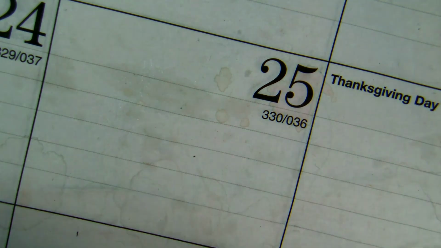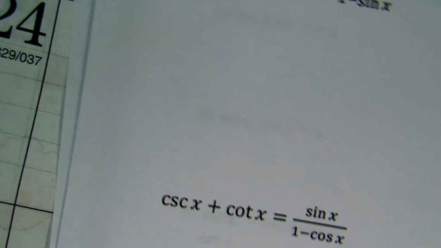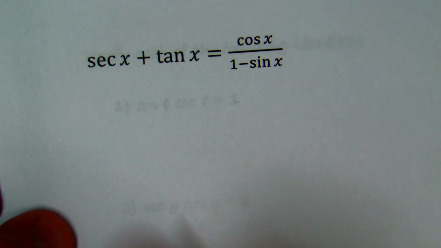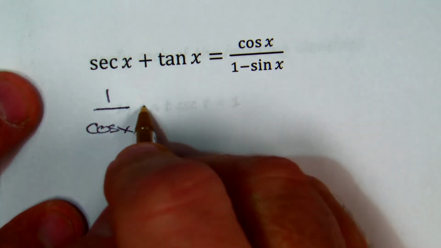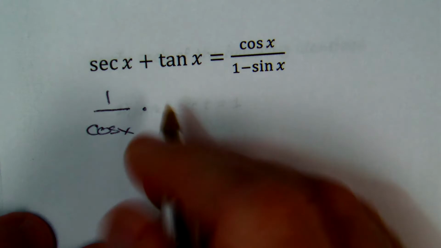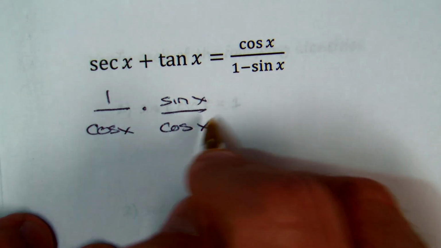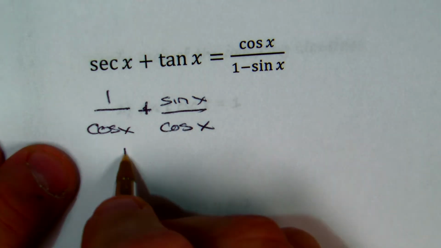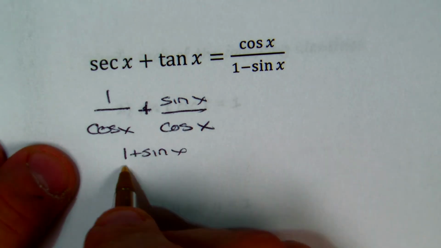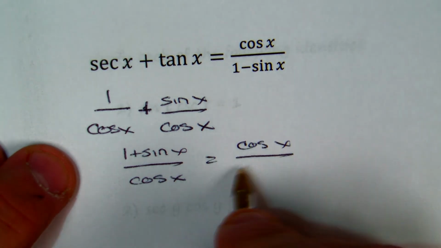Alright, left page. Secant x plus tangent x. Secant x is 1 over cosine. Tangent, alright, is sine over cosine. Well, look at there. Now I got a common denominator. So now I have 1 plus sine x over cosine x equals cosine x over 1 minus sine x.